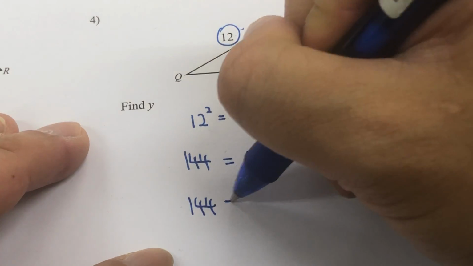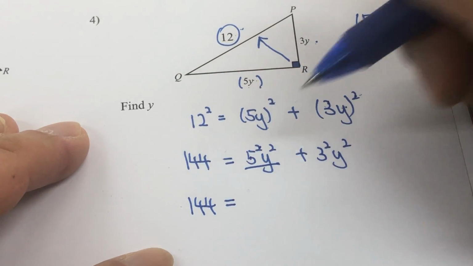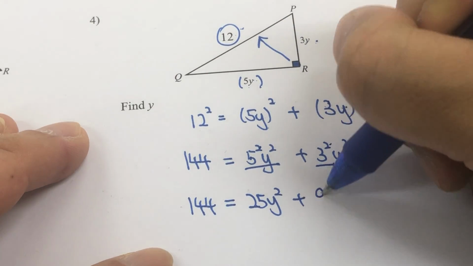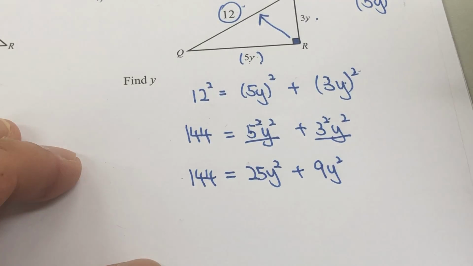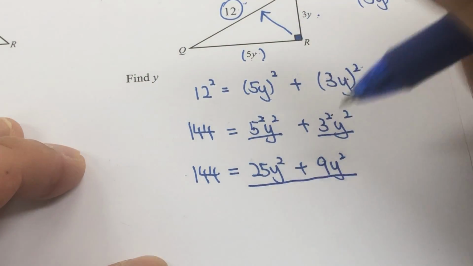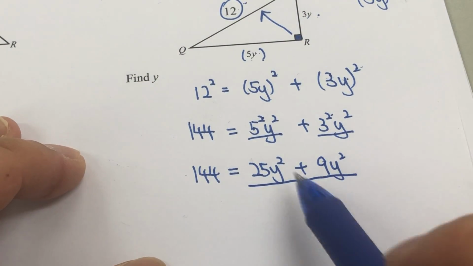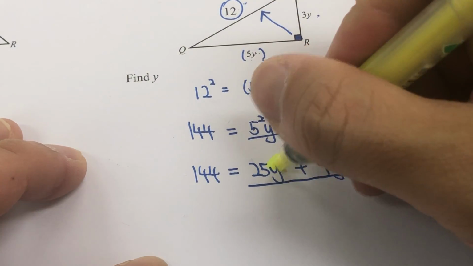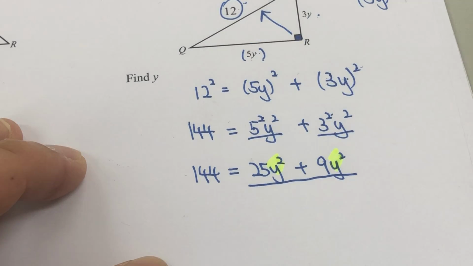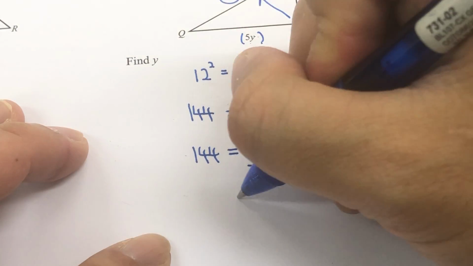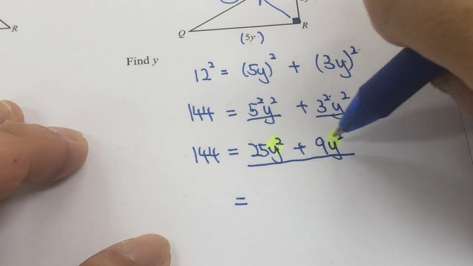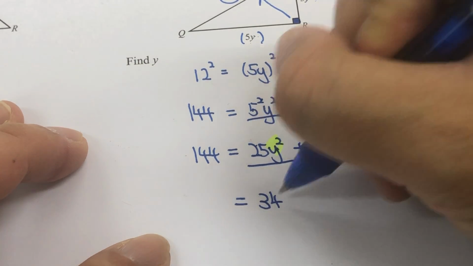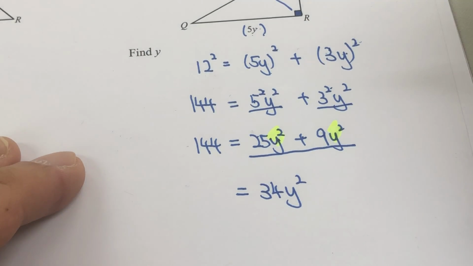So 144 equals 5 to the power 2, which is 25, so 25y squared, plus 3 to the power 2, which is 9, so 9y squared. And then these two terms, are they like terms? Look at the variable. We have y to the power 2, we have y to the power 2. Yes, the variables are the same, so we can combine them. 25 apples plus 9 apples becomes, what is 25 plus 9? 34. 34y to the power 2. 34 apples.